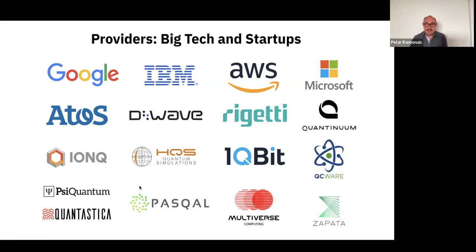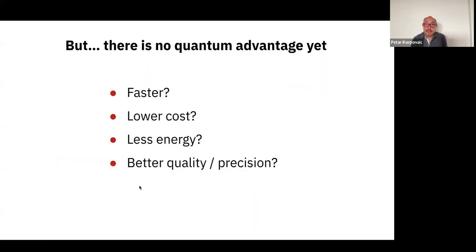Okay, let's continue. So we have customers, we have providers, but there is no quantum advantage yet. So what is quantum advantage?